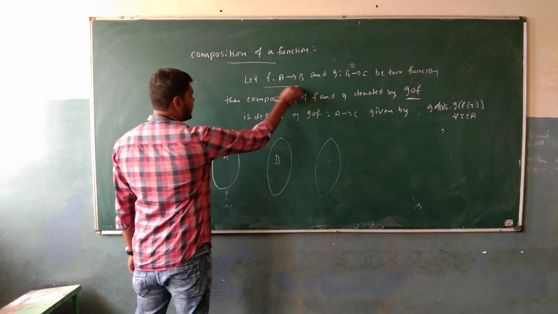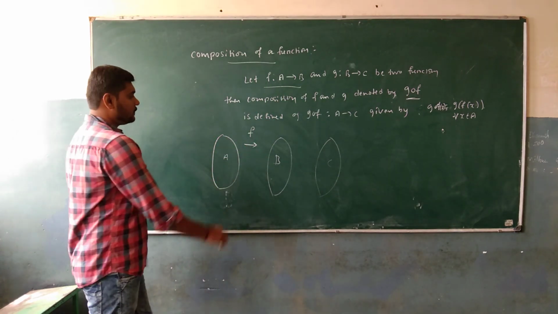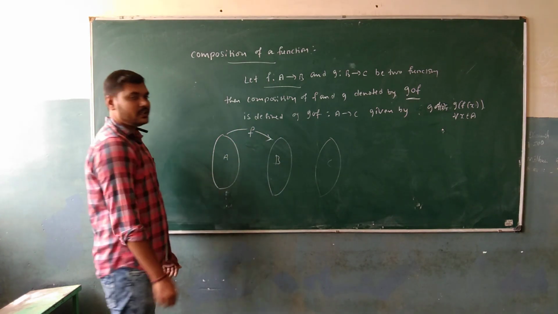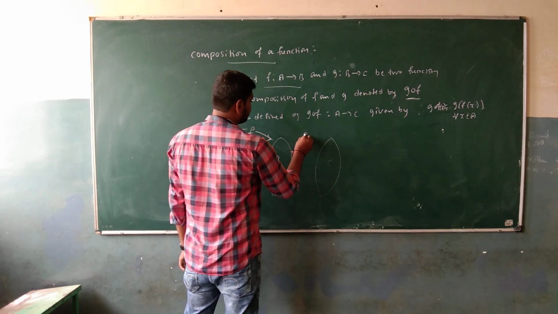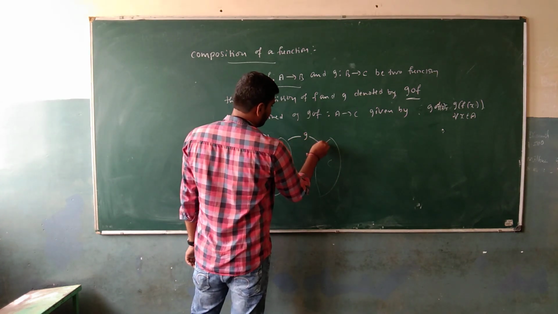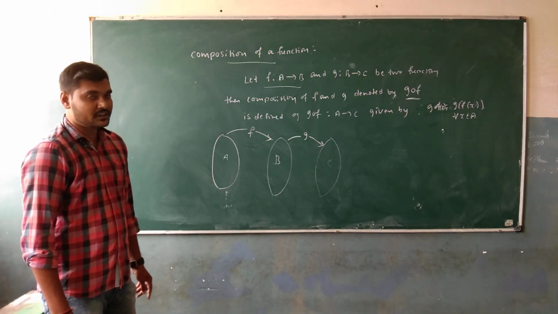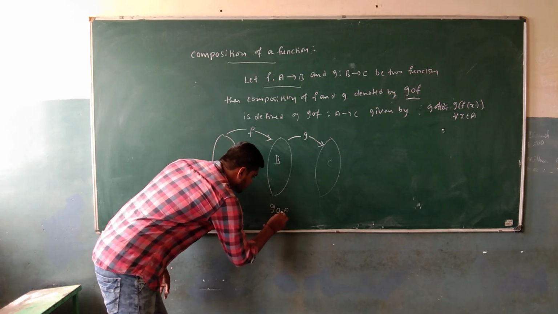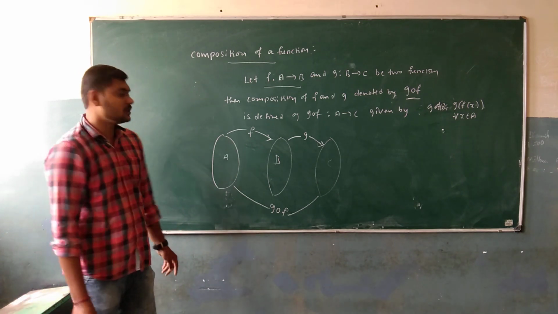The first function f is defined from A to B, and another function g is defined from B to C. Then the composition of functions, gof, is defined from A to C. Observe this.